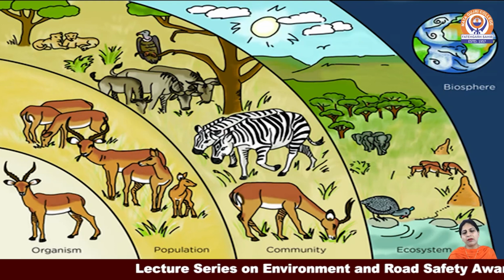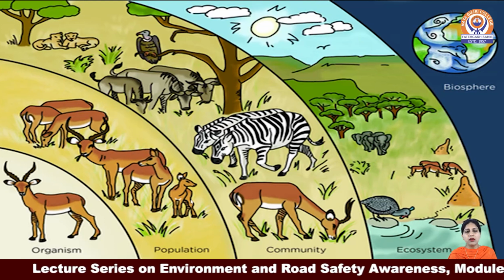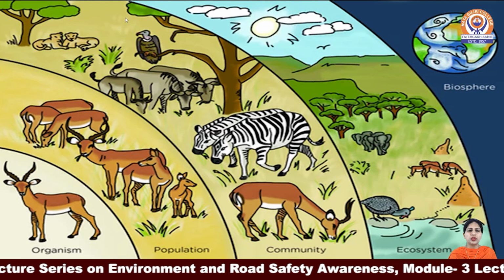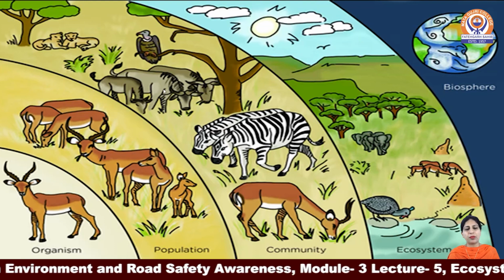Then coming to the next level, that is community. Now here we can see there is a population of deer, a population of zebras, a population of fox, or whatever species have been represented over there.